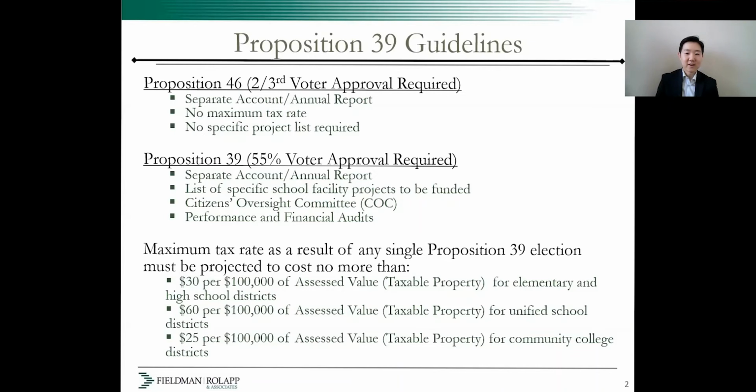Finally, Prop 39 authorizations are additive in cost, meaning that a unified district, in theory, can have multiple Prop 39 authorizations outstanding that will cost taxpayers more than $60 per 100,000 of AV.